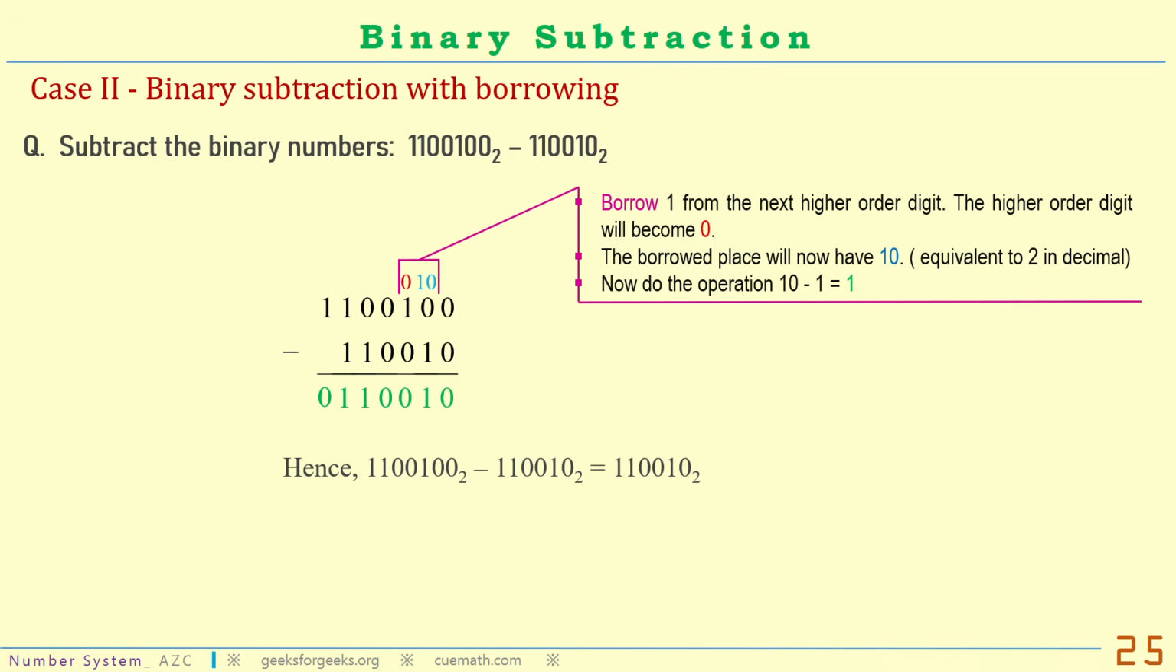You can confirm your answer by converting your binary digits to decimal numbers. Like here, your exercise in decimal numbers is 100 minus 50 is 50.